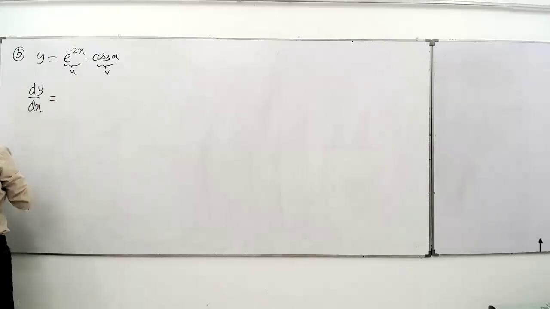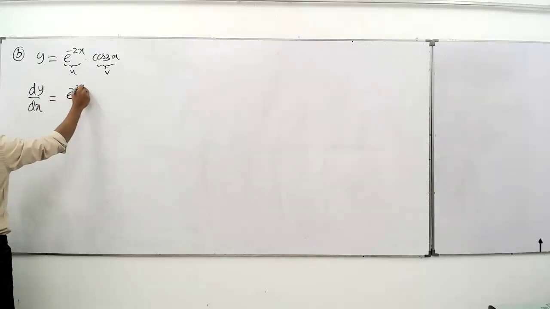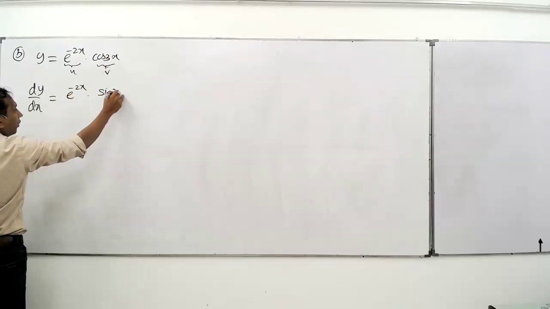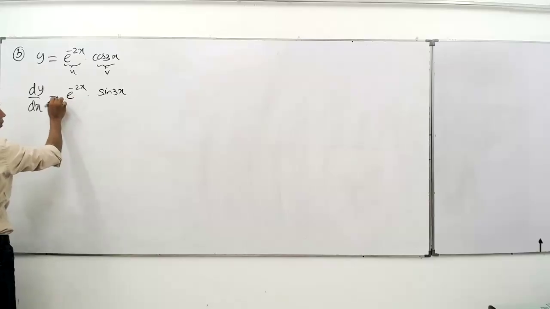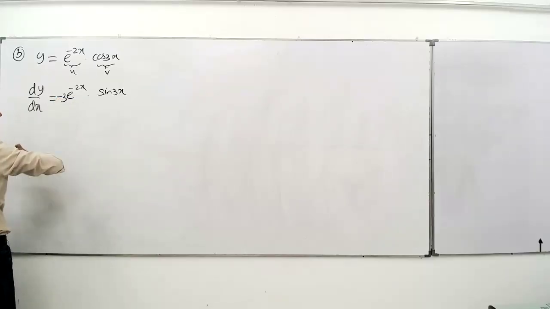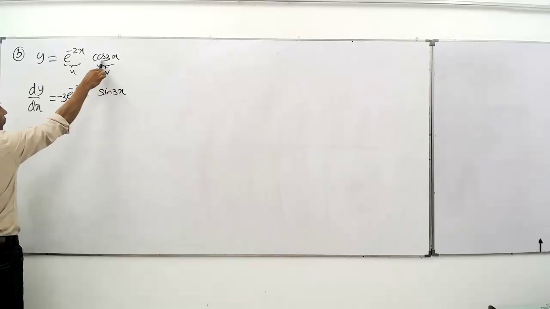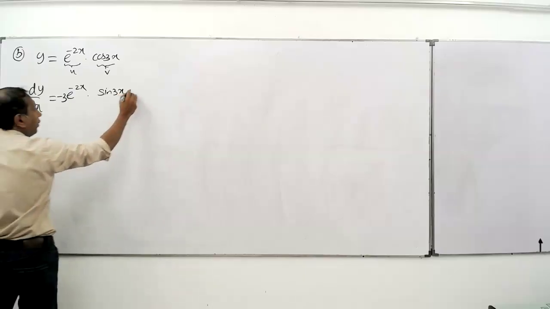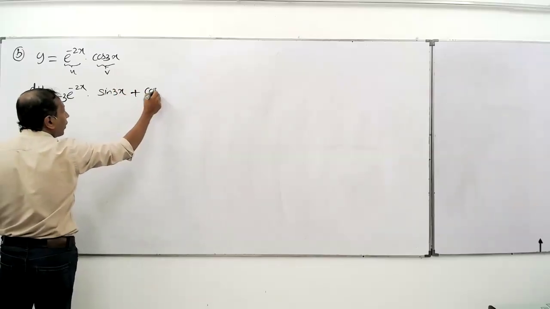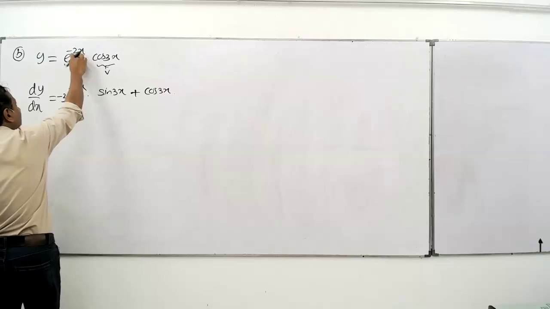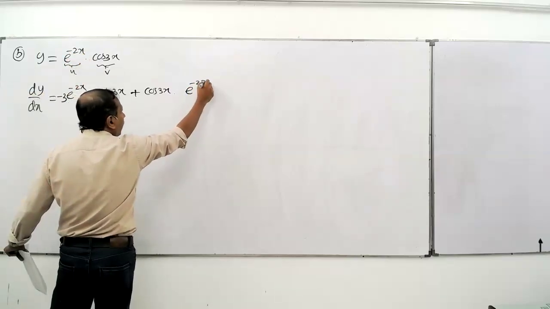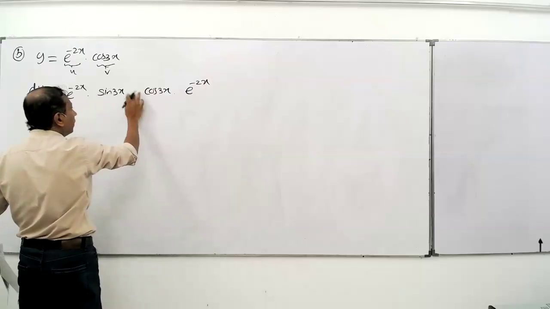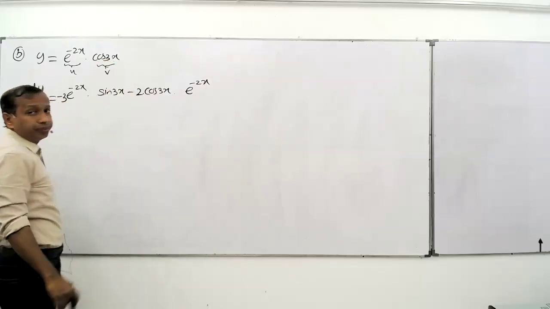How to differentiate u into v? Keep this as the same and differentiate this. The derivative of cos 3x is minus sin 3x into 3, so I put minus 3 here. Then, secondly, keep cos 3x the same. The derivative of e to the power minus 2x is e to the power minus 2x again, and the derivative of minus 2x is minus 2. That minus 2 I write here.